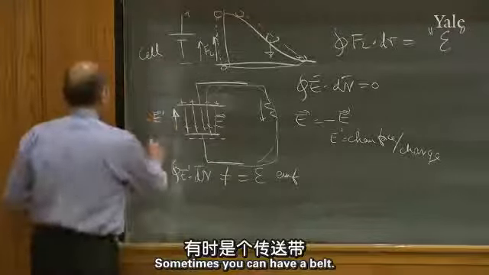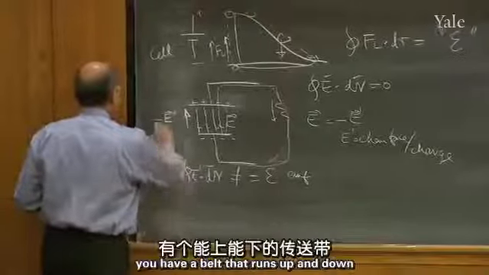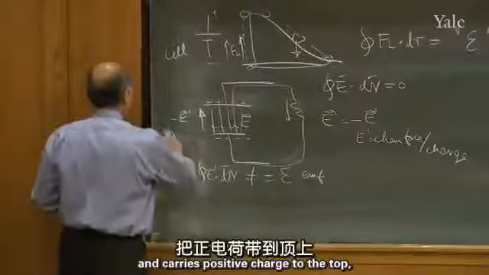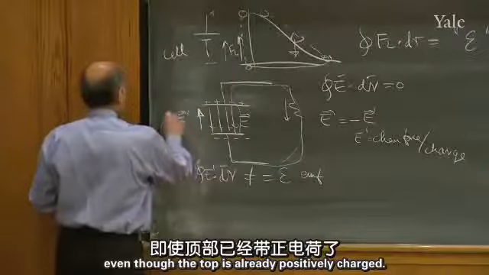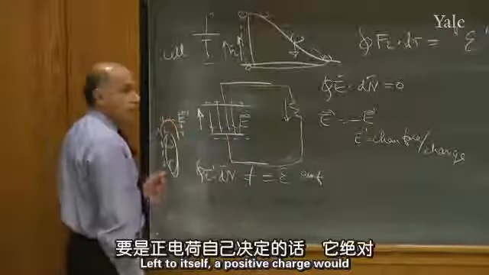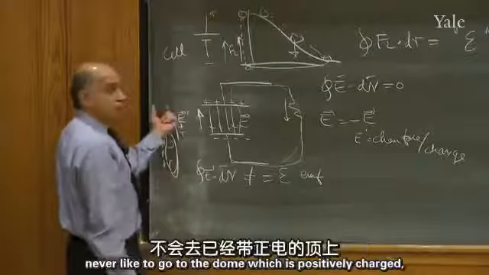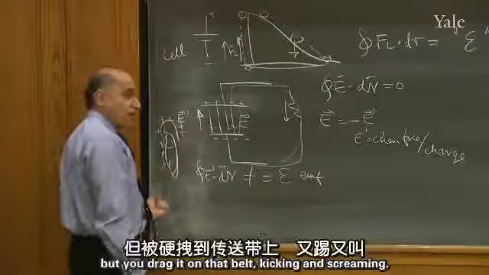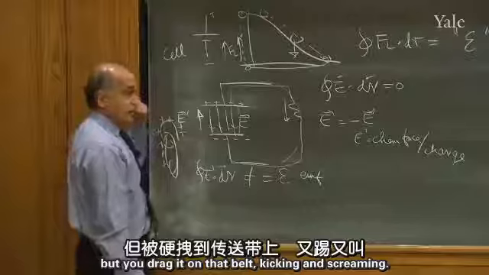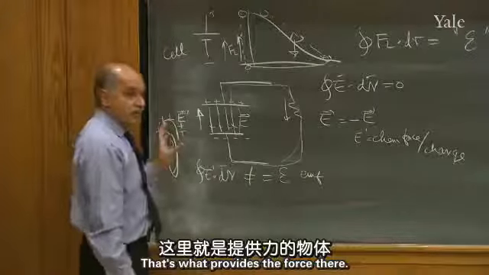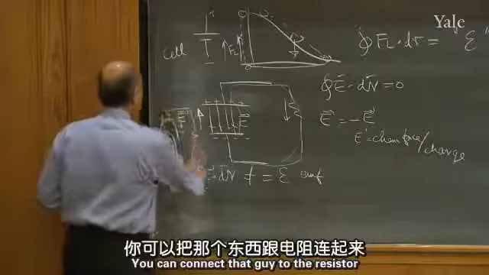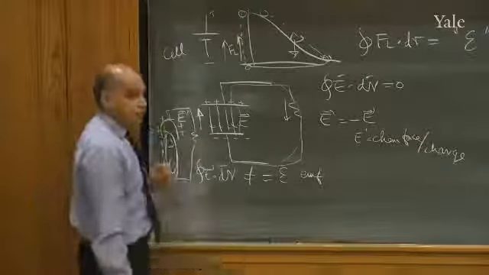Sometimes you can have a belt in a Van de Graaff generator. You have a belt that runs up and down and carries positive charge to the top, even though the top is already positively charged. Left to itself, a positive charge would never like to go to the dome, which is positively charged, but you drag it on that belt, kicking and screaming. You've got to do that to charge it up against its will. That's what provides the force there. You can connect that guy to a resistor and the current will keep flowing.